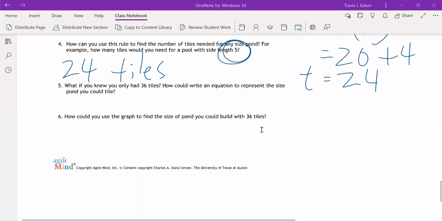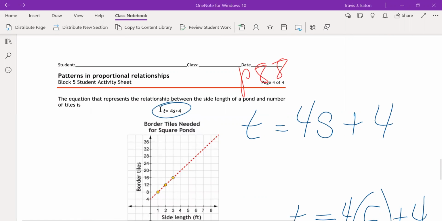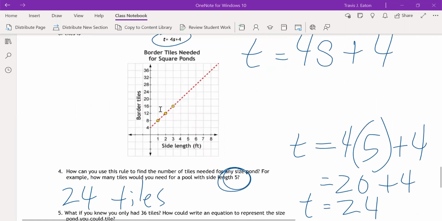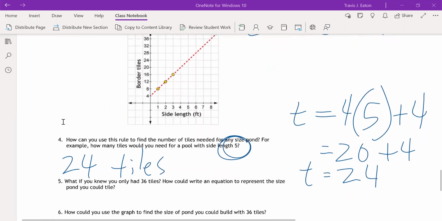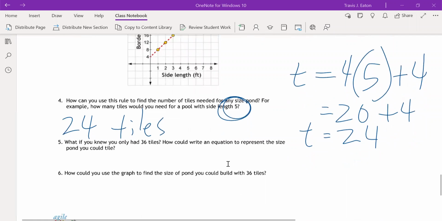Okay, so in the last lesson, we finished number 4 of block 5, topic 3 on page 88, where we figured out that you require 24 tiles to surround a pond that has 5 feet on each side. Now, that takes us to question 5. What if you knew you only had 36 tiles? Your limit is 36. You can't buy any more tiles. How could you write an equation to represent the size of the pond that you could tile?